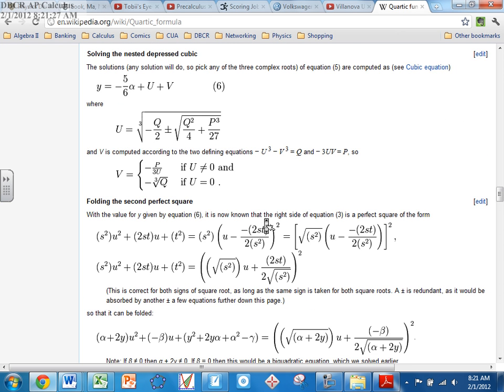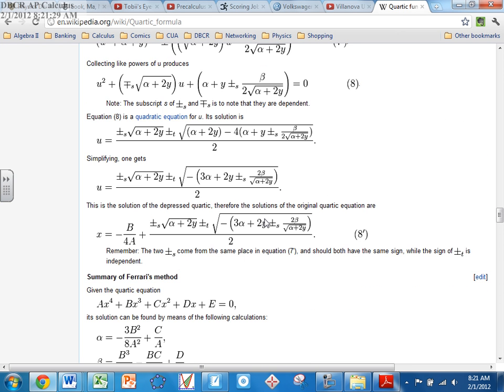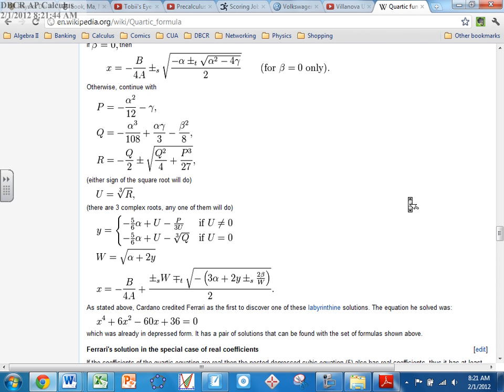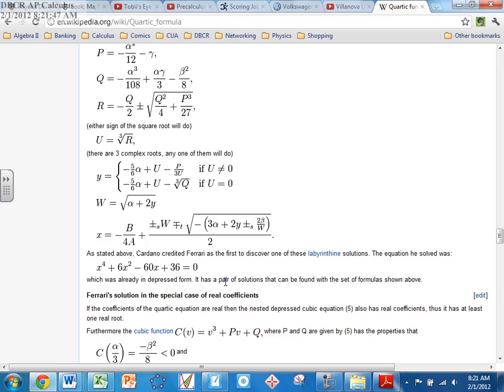Sure. All right. So these are all different techniques that you're going to use on quartic functions. They're not all about root finding. Just pictures of it. All right. So here, take a look. If you follow this down all the way to Ferrari's solution, that's the one solution to find the roots for a quartic.